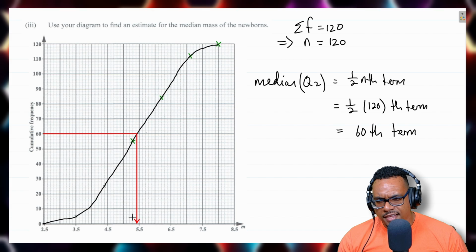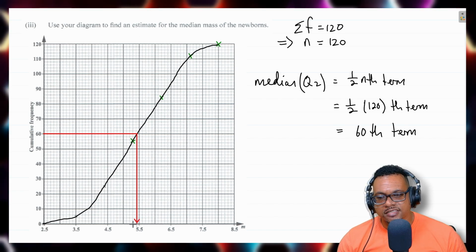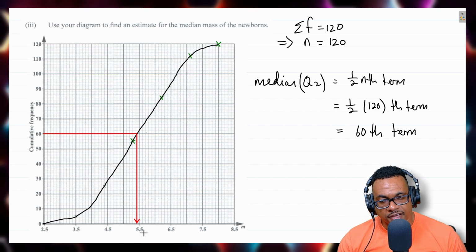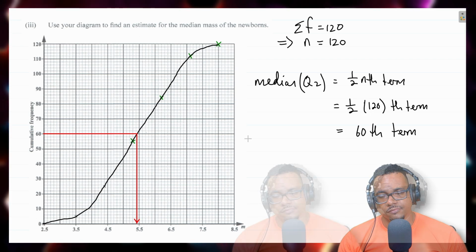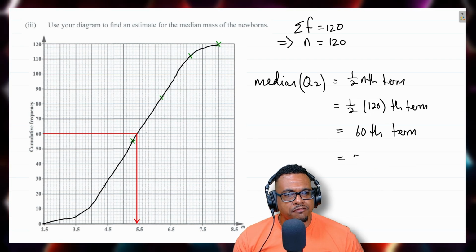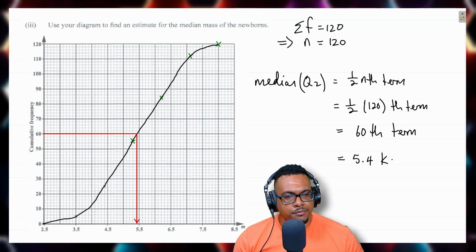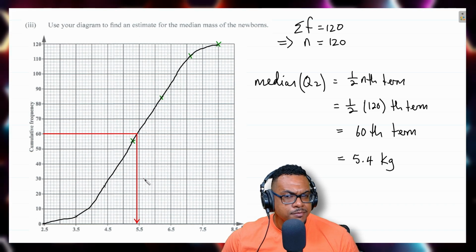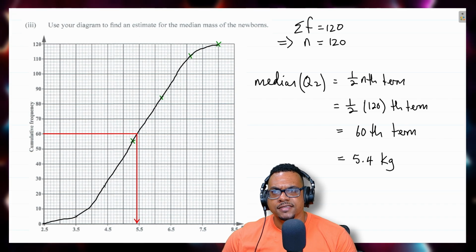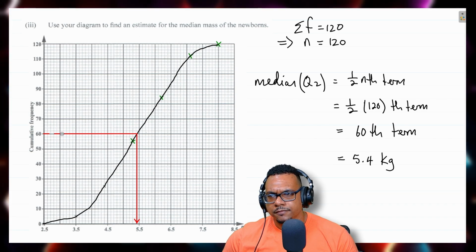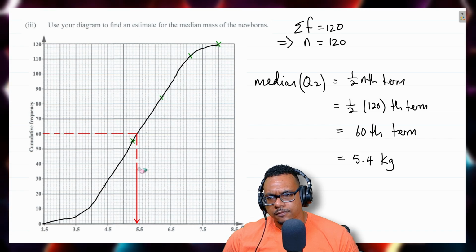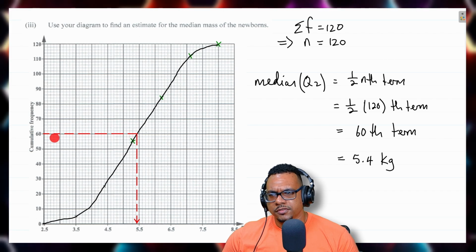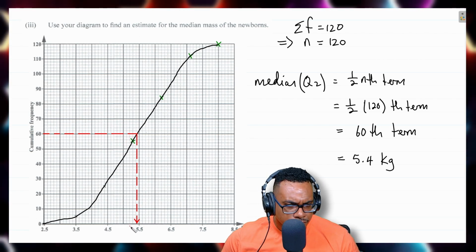Now remember, on the x-axis, each little block was 0.1, and this is just one little block away from 5.5, which means this is 5.4. So therefore, median will be 5.4 kilograms. And now just remember, when you're drawing these lines on your graph to estimate your answers, you want them to be dotted lines. So I'm just going to make it dotted. All right, so dotted lines to estimate answers off of your graph.